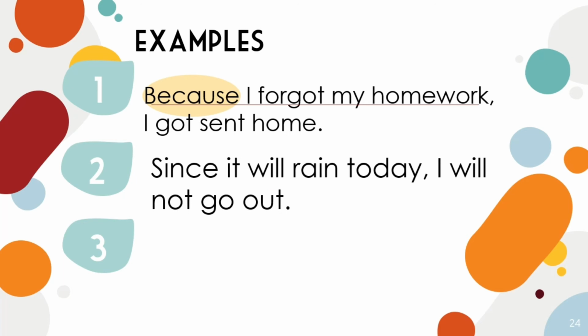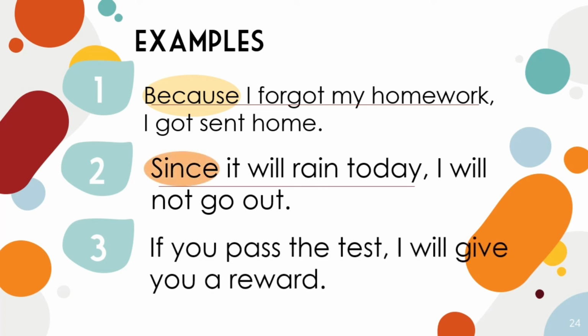Second example: Since it will rain today, I will not go out. In this example, we have the subordinate clause, since it will rain today. As you can see, we also have a subordinating conjunction, which is since. Third example: If you pass the test, I will give you a reward. Where do you think is the subordinate clause here? If you pass the test. Where's the subordinating conjunction? If. It's easy, right? Okay, let's have two more examples.